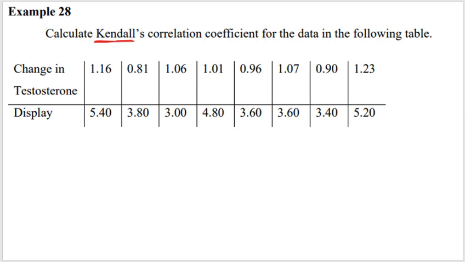In this video, we shall learn how to calculate the Kendall's correlation coefficient for the data in the following table. Now, the formula is very simple. The formula is just tau equals C minus D over C plus D.